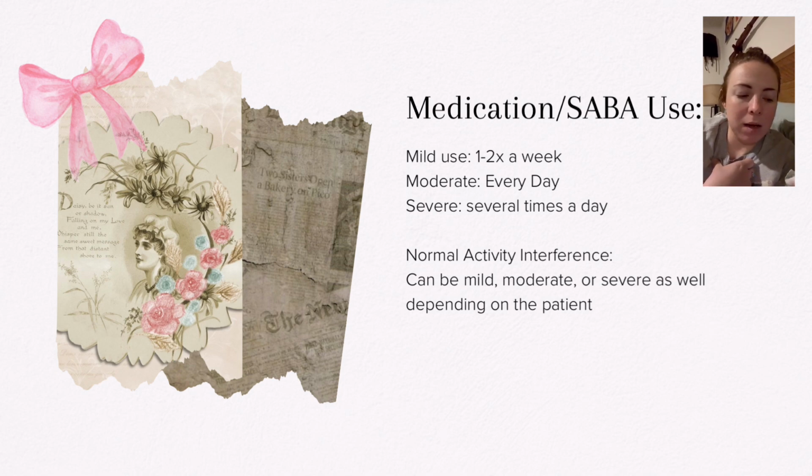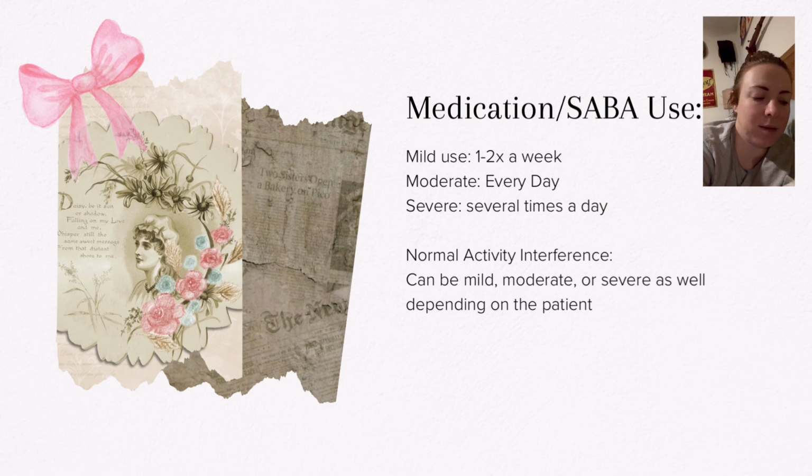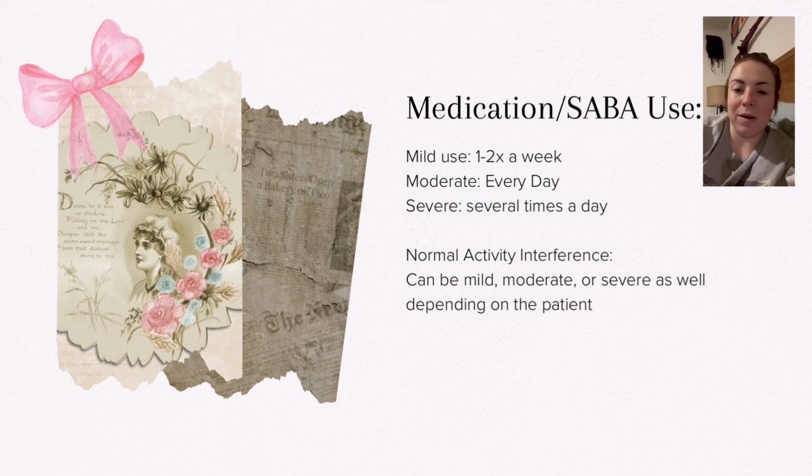So a mild use would be if they only have to use their SABA once or twice a week. Moderate would be pretty much every day on a daily basis. And then severe would usually be like they have to use their SABA 2, 3, 4 times a day. So when we're talking about the hospital, that's typically why we'll do Q4, Q6 treatments, just depending on the patient and how severe they are.